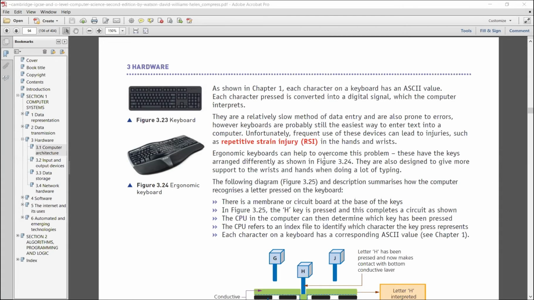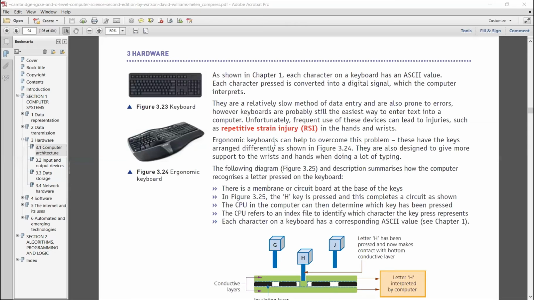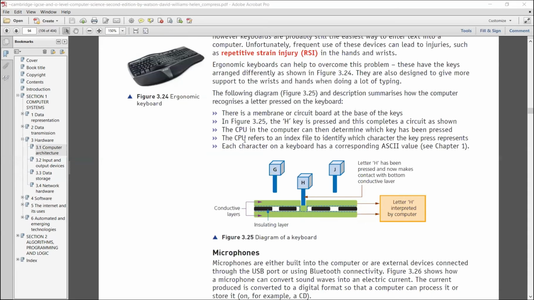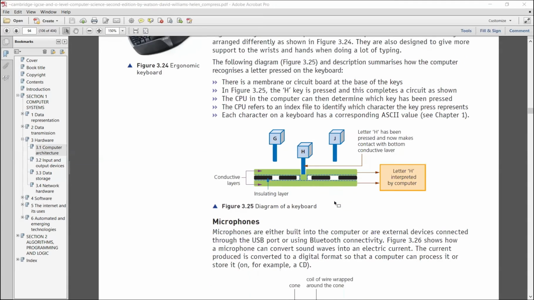One important thing that you can know is RSI, repetitive strain injury, that may happen if you are using the keyboard inappropriately, like for a longer period of time without taking some measures that you need to take. So you may suffer from RSI. This is a simple thing that you need to know. This is what I was talking about. The moment you press a key, the key completes the circuit, and the completion of the circuit results in finding out the ASCII value and showing it on the screen. So this is how the whole process goes on.